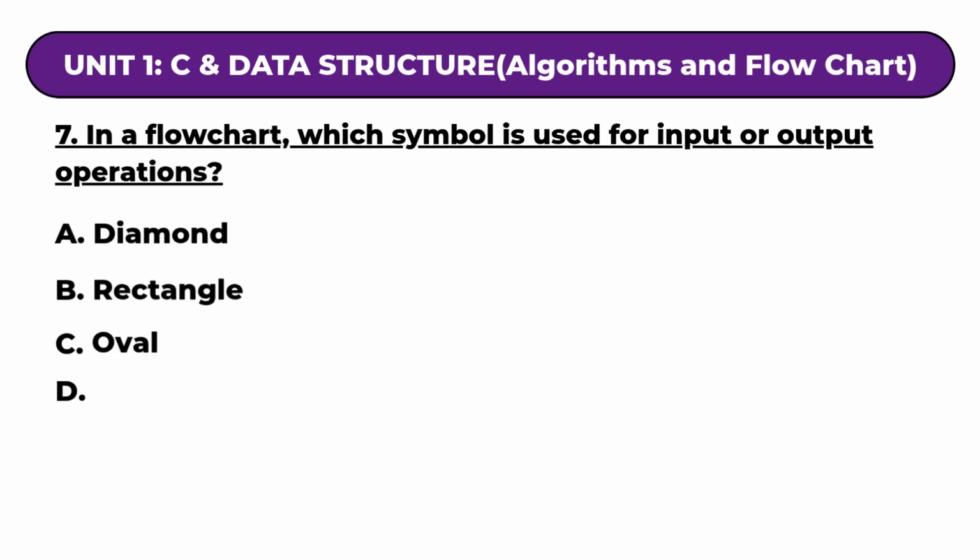In a flowchart, which symbol is used for input or output operations? A, diamond. B, rectangle. C, oval. D, parallelogram. Correct answer? D, parallelogram.